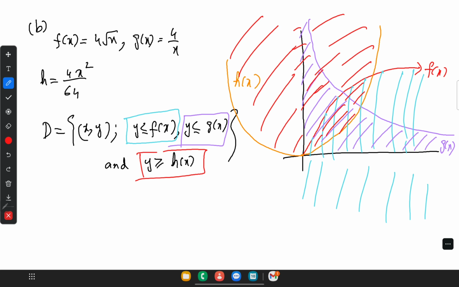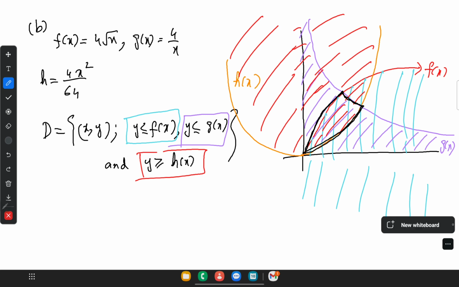So what is the intersection of all of these? Can you guess? It's where the three colors meet. Yeah, where the three colors meet. And that area is this one. So I will find this area where the three colors meet.